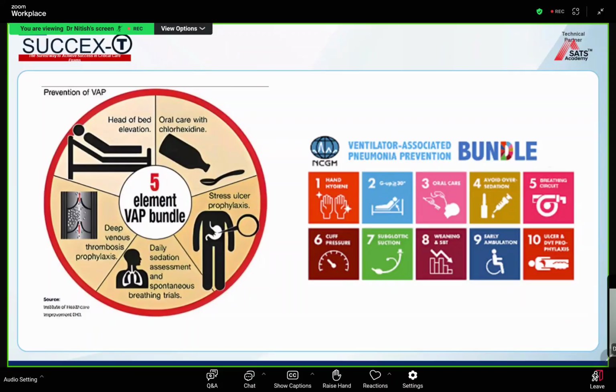There's another VAP bundle from NCGM, which includes a few more things like hand hygiene, breathing circuit care, cuff pressure, and subglottic suctioning. So many hospitals and centers have their own recommendations for VAP. But the only thing that we need to remember is those first 5 things, which are mandatory. The rest of these things are additions.